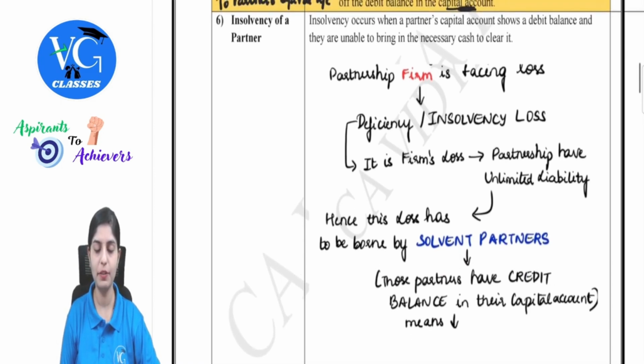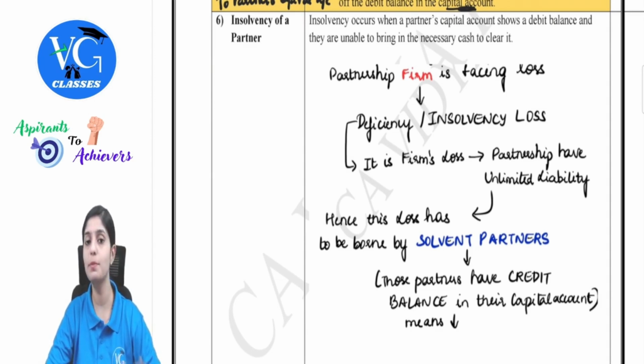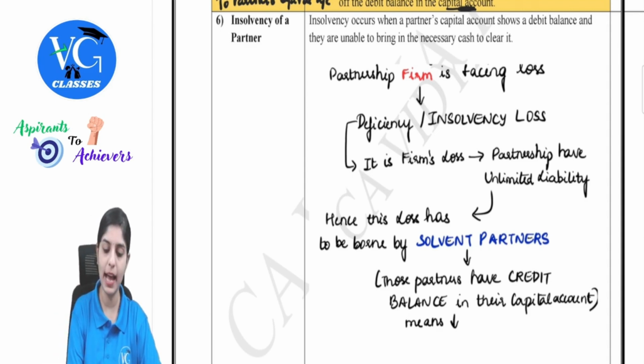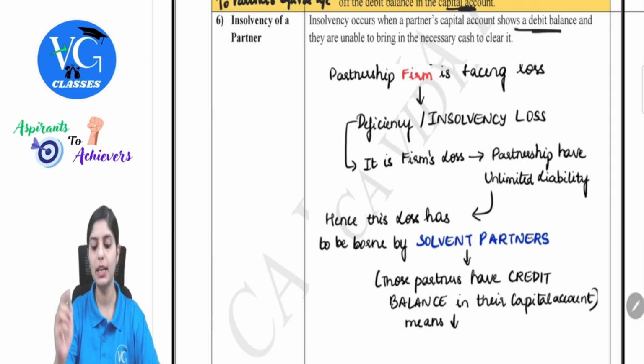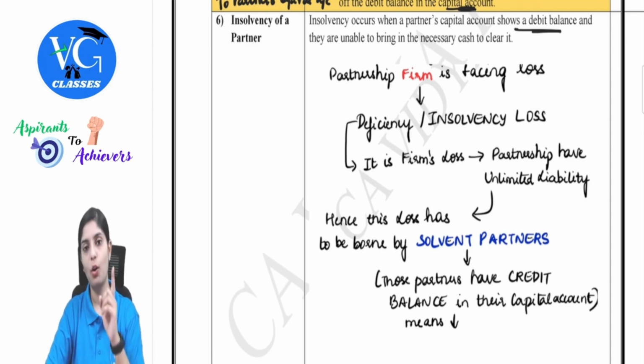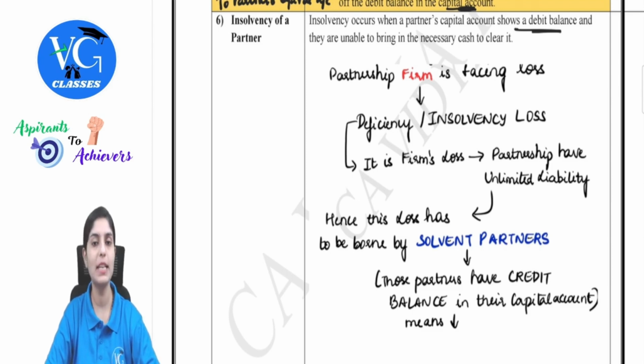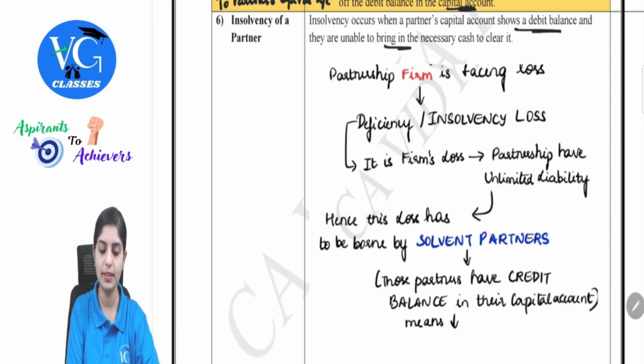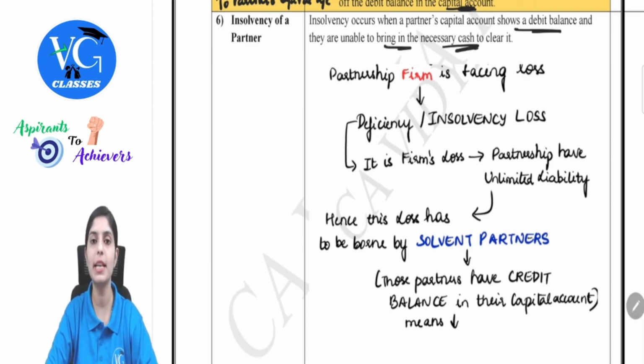This is a very important point which definitely has good potential if they have to frame a very good question from dissolution, guys. So let's understand this in detail, because the concepts are very easy if you understand the steps. Insolvency occurs when a partner's capital account shows a debit balance and they are unable to bring in the necessary cash to clear it. See, insolvency is a position, it is a confirmed situation. Only if the partner has a debit balance, it doesn't mean he's insolvent. There should be a debit balance, plus whatever is due from him, he's unable to settle it. That is, he's unable to bring in the necessary cash. Then the situation is confirmed as insolvency.